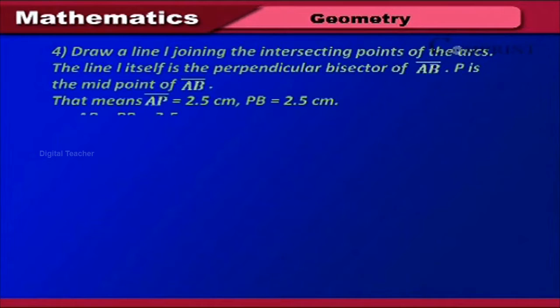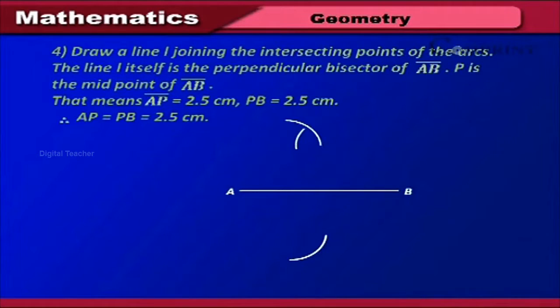Draw a line L joining the intersecting points of the arcs. The line L itself is the perpendicular bisector of AB bar. P is the midpoint of AB bar. That means AP bar is equal to 2.5 centimeters, PB is equal to 2.5 centimeters. Therefore, AP is equal to PB is equal to 2.5 centimeters.